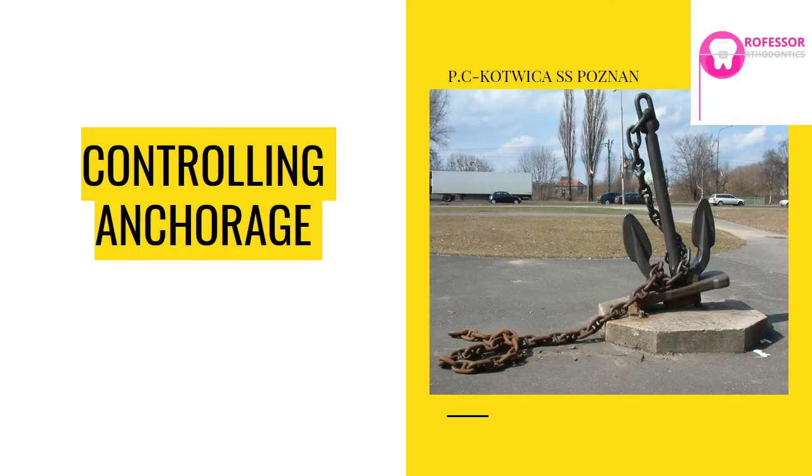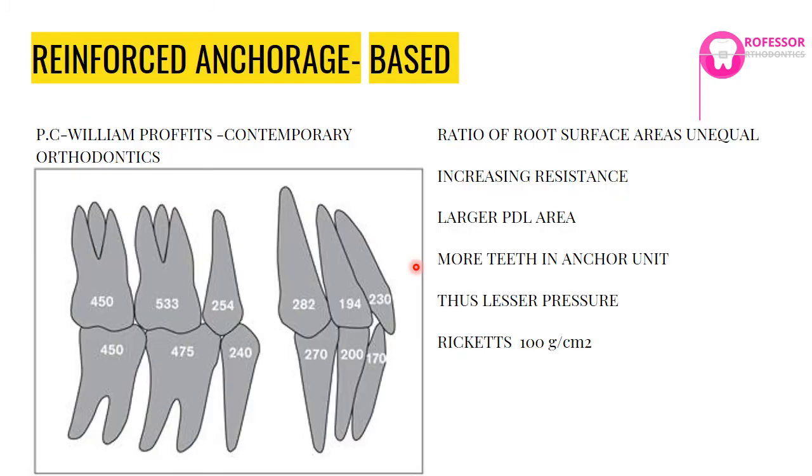Now we know that there are different types of anchorages. We know that some cases are group A, some are B, and some are C type anchorage. Now, how do you control anchorage? In this picture, you can see that the roots with higher surface areas have a higher anchorage value. We can see that the maxillary first permanent molar has an anchorage root surface area of 533. Hence, it has the highest anchorage value in the maxilla. And after that, the mandibular first permanent molar, and then the second permanent molar of the maxilla and the mandible, followed by the canine of the upper and lower, and so on.